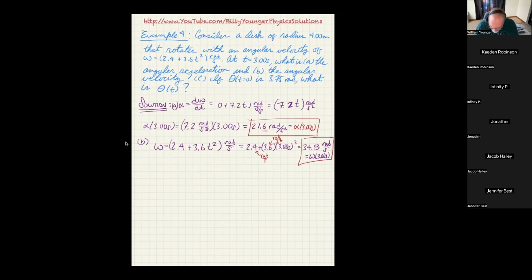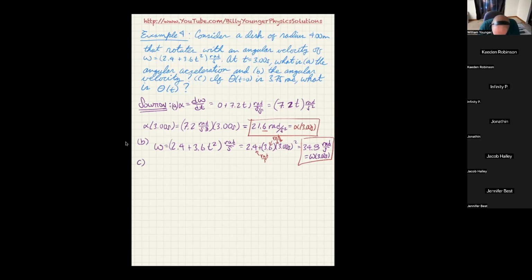Okay. Well, with this, we can actually ask a few more things. Let me add part D. Ooh, wait a second. I still need to do part C. Let's do part C first. I forgot that I'd done that. So if theta of t equals 0 is 3.75 radians, what is theta of t?